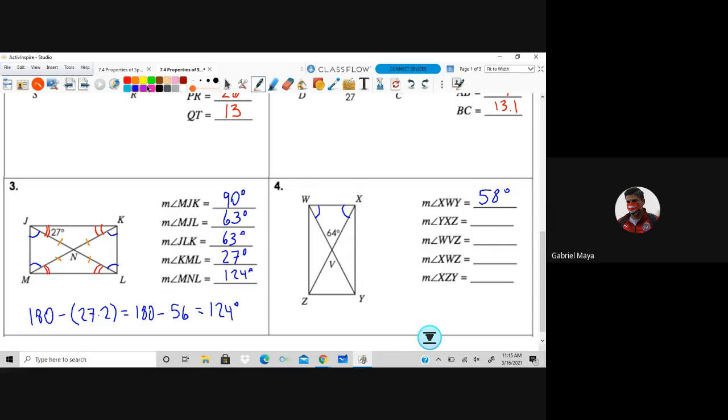This angle right here, let's use red. This blue angle and this red angle right here, this one that I'm marking with two curves, together they make 90 degrees. So if together they make 90 degrees, and this one's 58, that means that this one has to be 32. YXZ.